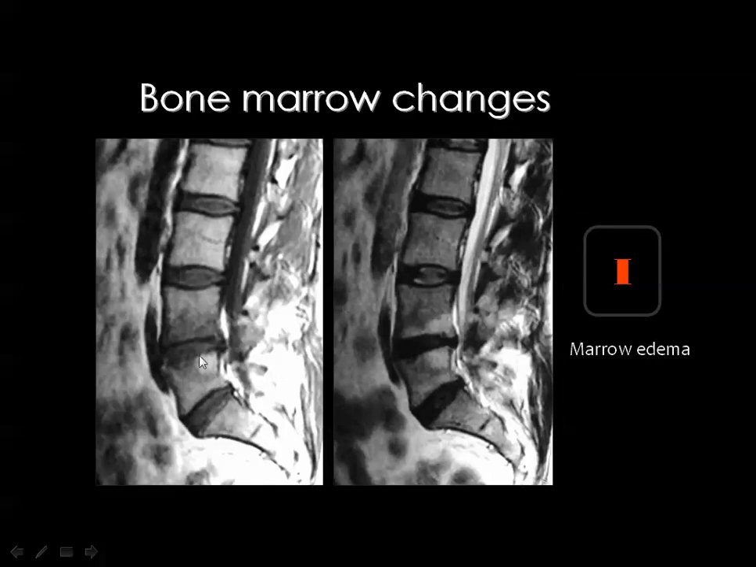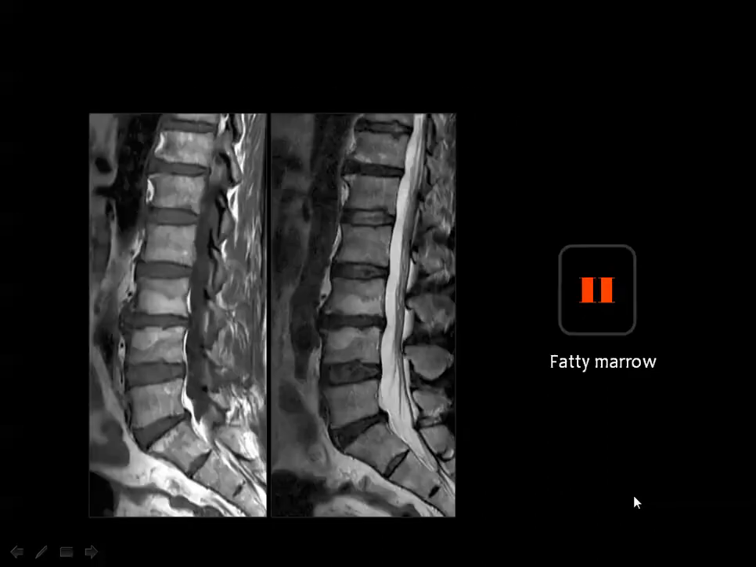And this is also bone marrow edema, and you see low signal in the T1 and high signal in the T2 weighted images, denoting stage 1 or type 1 bone marrow degeneration. Then fatty deposition, or fatty conversion of the bone marrow in the vertebral end plates at the level of the affected disc, will appear bright in the T1 and relatively less bright in the T2 weighted images.